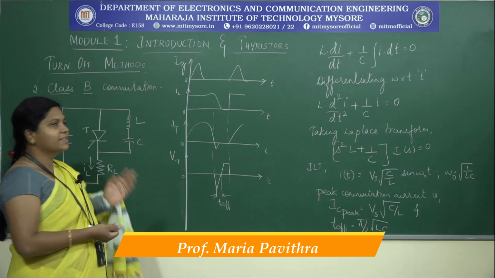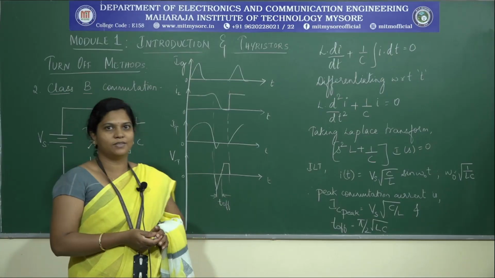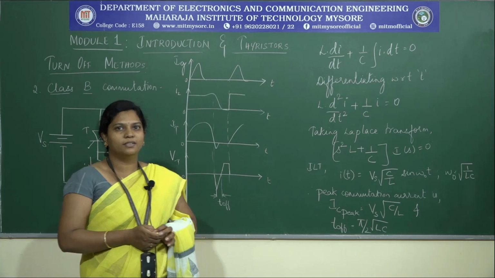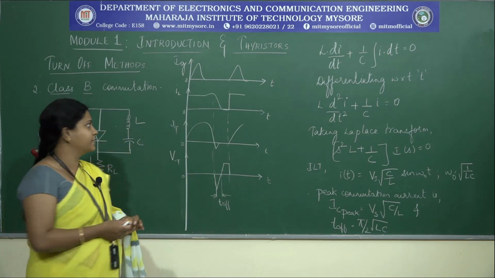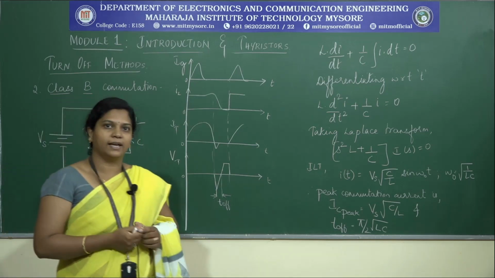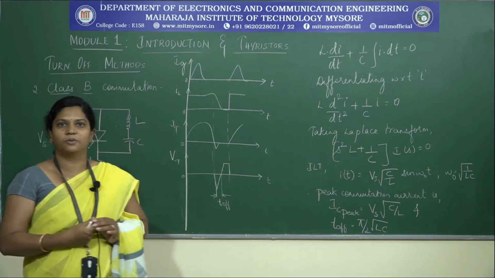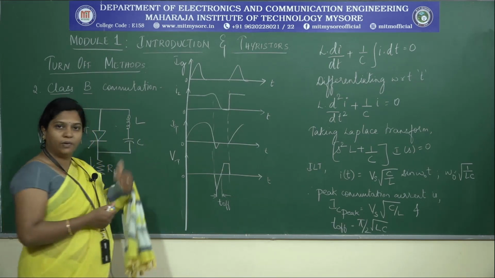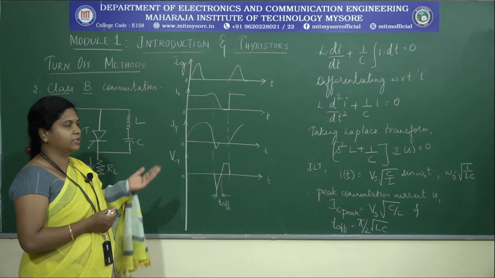Welcome back to the session on power electronics and instrumentation. In the previous session we were discussing the different turn off methods. Turn off methods, or turning off of a thyristor, is also known as commutation, as already discussed. We have already seen the class A type of commutation.